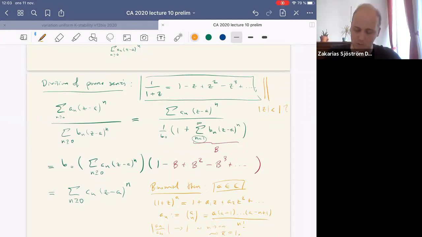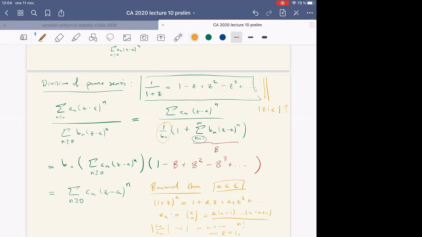To be completely honest, I don't remember these things super well. But regardless of what the radius of convergence is, I guess Younes asked the question maybe. So regardless of the radius of convergence, we factored out this 1 over b.